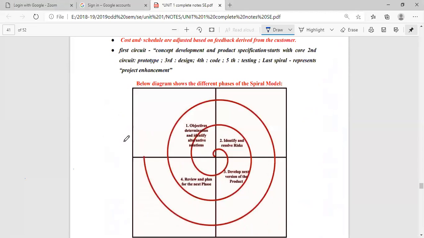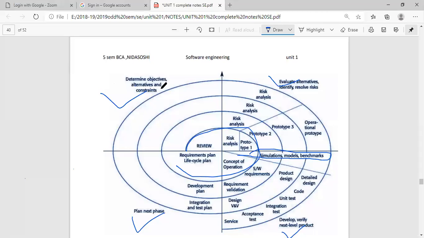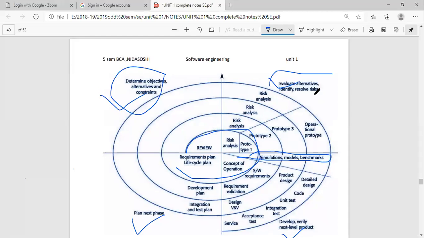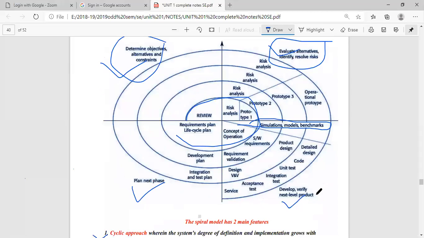Then, this is the block diagram of different phases. See, here you can see that there are 4 phases. One is determine objectives. Second is evaluate. Third is develop, verify. And the fourth phase is going to the next level. So these are the 4 different phases.